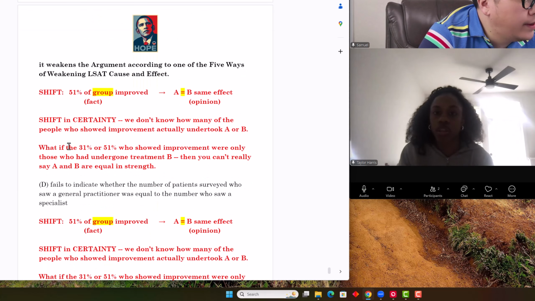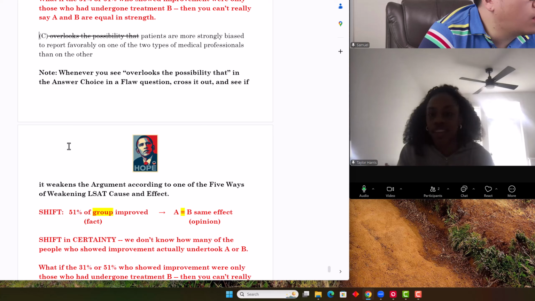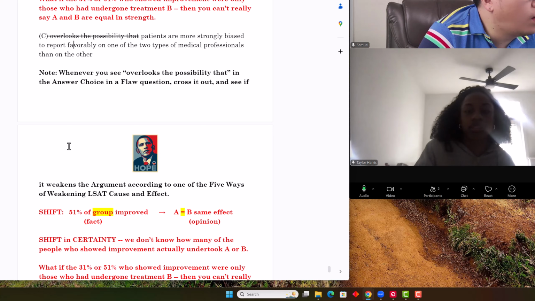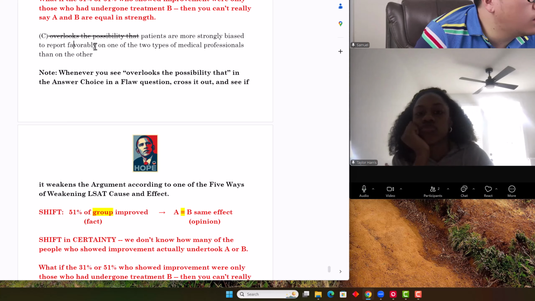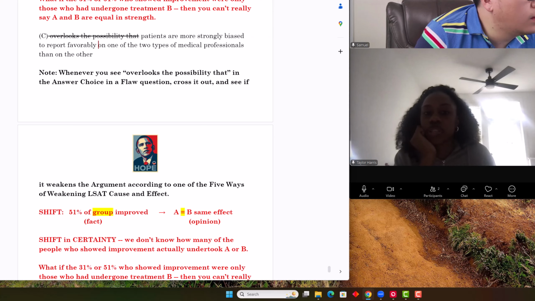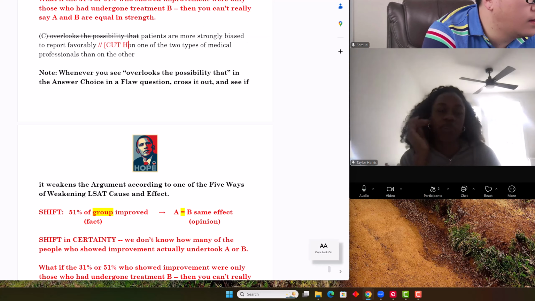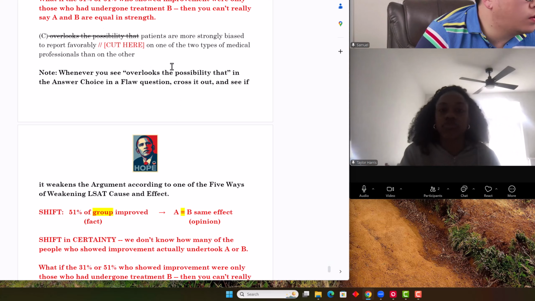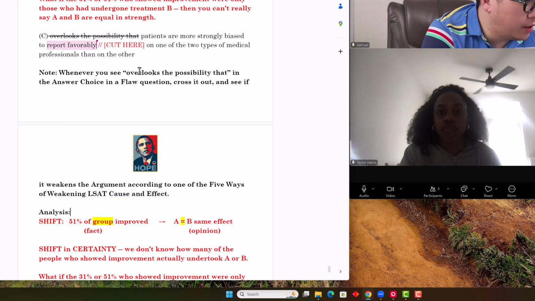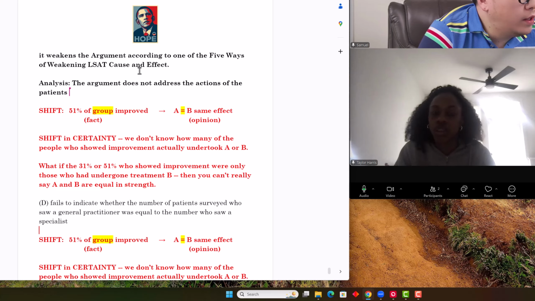So D, please. "Patients are more strongly biased toward one of the two types of professionals... report favorably." I feel like we could stop at "patients are more strongly biased," because that's irrelevant. It's a different category. They're not even saying what the patients are talking about. Good. Can you please highlight "report favorably" in yellow? All right, and then please write the analysis below. Excellent.